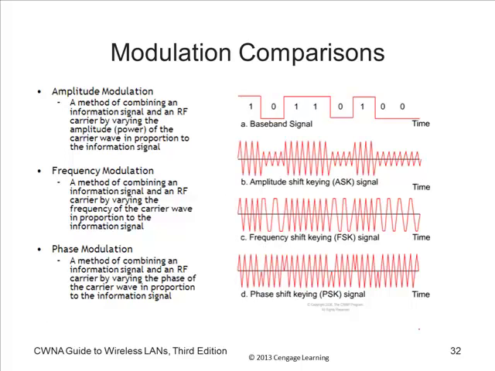This is from a different book, the modulation comparisons, the amplitude modulation, frequency modulation, and phase modulation, if you look at those things. The baseband signal is the one at the top. Amplitude shift key, the second one. The frequency shift key, the third one. And the phase shift key, the one at the bottom. These, by the way, slides are in the PowerPoint link on your course if you want to go back and look at any of these things.